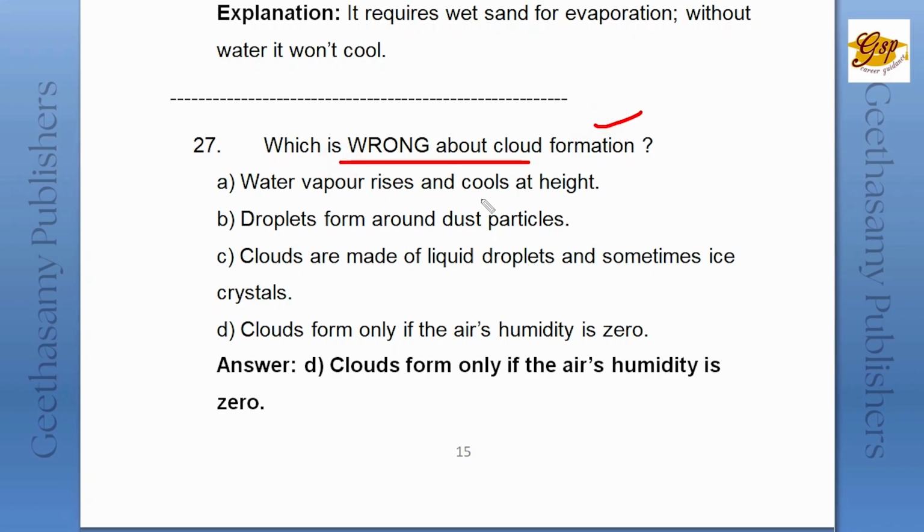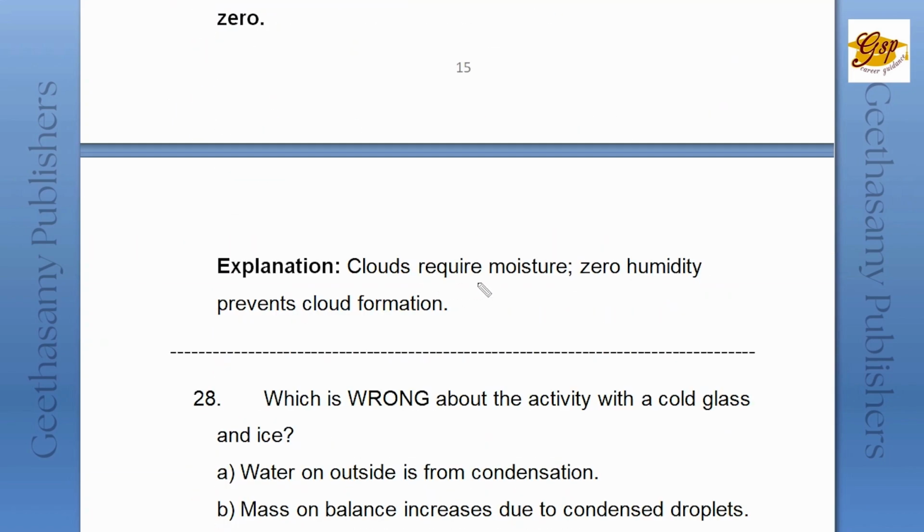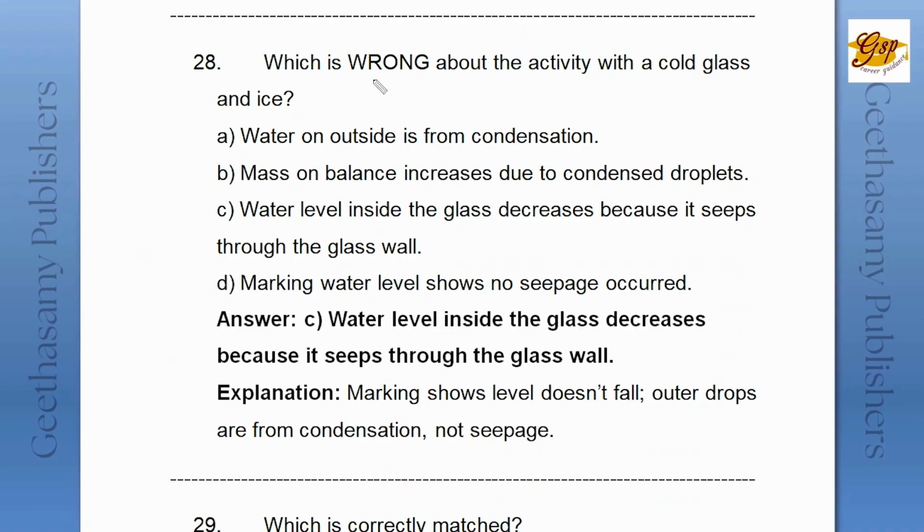And 27th question, which is wrong about cloud formation? Water vapor rises and cools at height. Droplets form around dust particles. Clouds are made of liquid droplets and sometimes ice crystals. Clouds form only if the air's humidity is zero. That is the wrong statement. No, it is impossible. The explanation is clouds require moisture. Zero humidity prevents cloud formation, right?